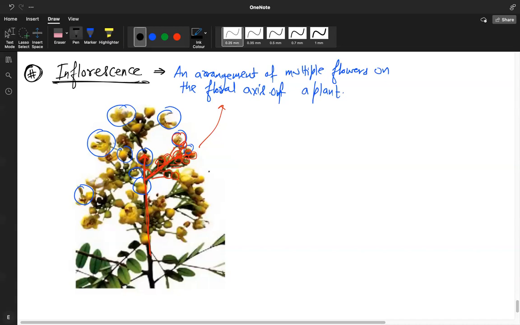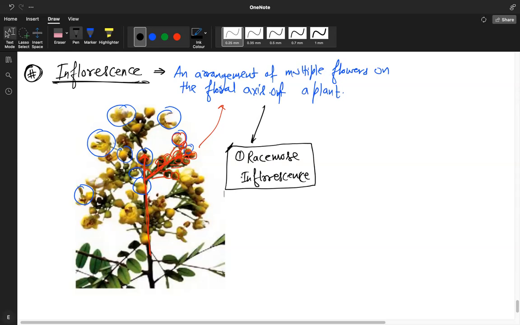And inflorescences are of two kinds. First is called racemose. Racemose inflorescence. How to remember this? What is race? They are racing, so they keep growing. Okay, so in racemose, write down, in racemose type of inflorescence, this is an example of racemose here.